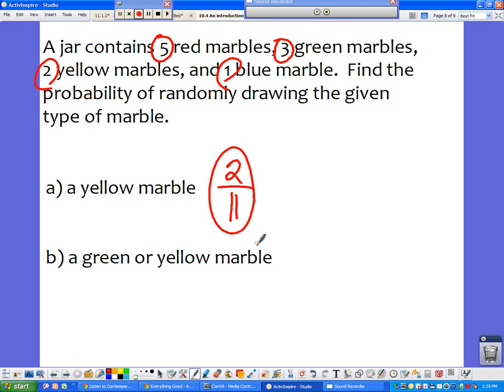And the last one, a green or a yellow marble. There's that word or again. So we have 3 green and we have 2 yellow. We have to add those up to get a grand total of 5 out of 11.